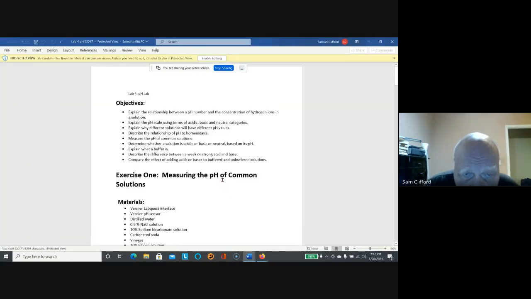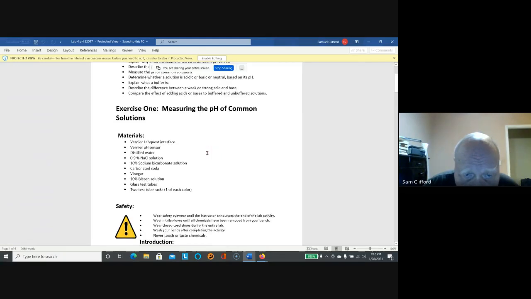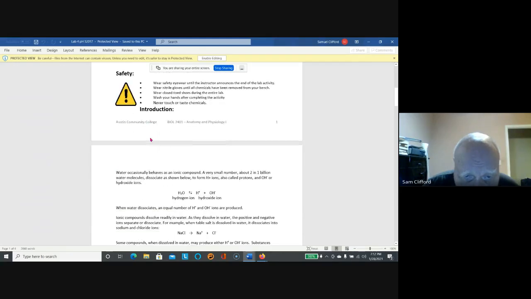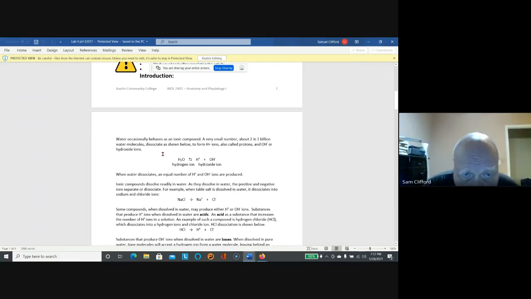Okay, so you have a copy of this. Read through the objectives. We're not going to be able to do the lab, obviously, but we should know this material here. Water will break up some of the water. Very, very few molecules of water will break into H plus and OH, and there's an equal number. So that's why water is neutral.